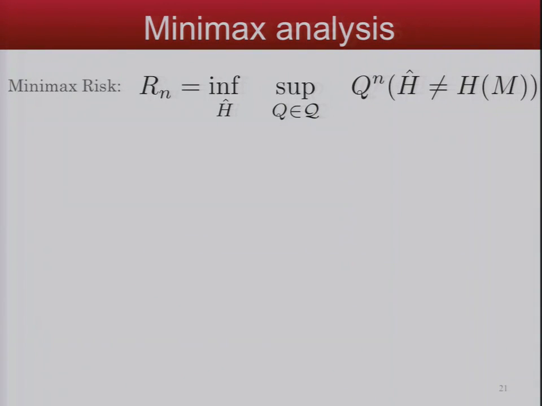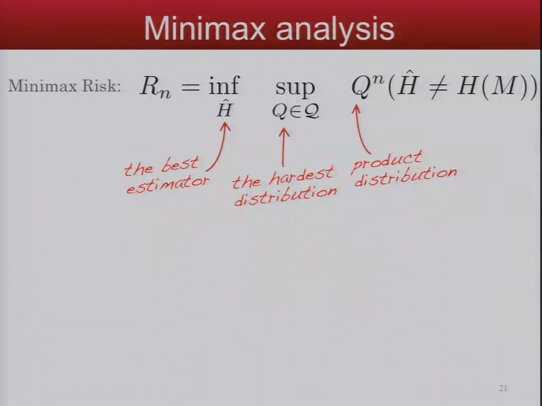Okay, so now what we're going to try to do is this style of analysis called minimax analysis. So what we're going to ask is, what is the risk of the best possible estimator on the worst, hardest possible distribution in your class, where the risk is defined to be the probability given n samples. So this is the probability under the product measure of getting the homology wrong. So there are two important quantities that you can read off this.